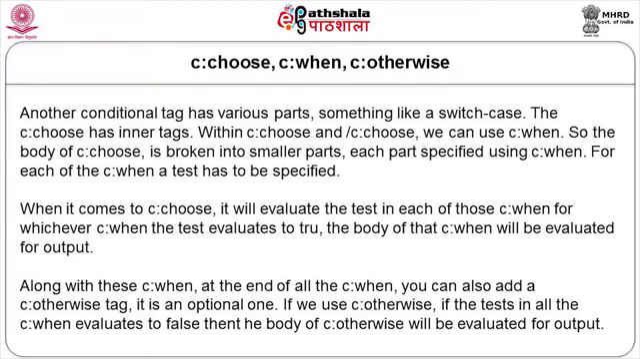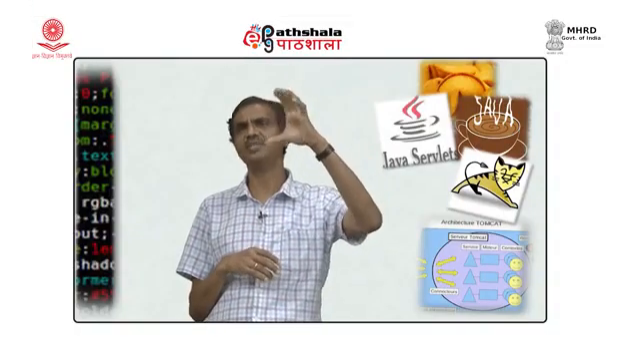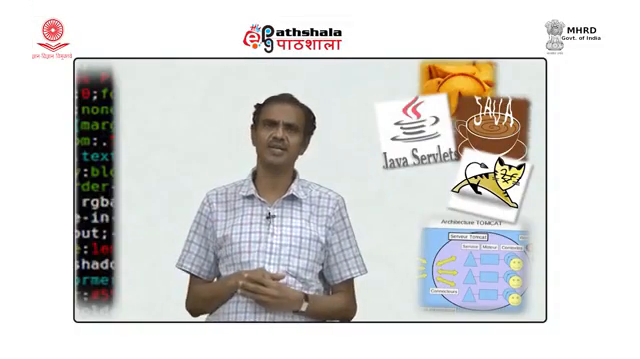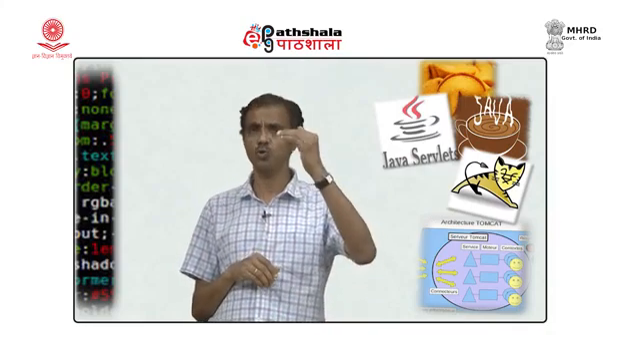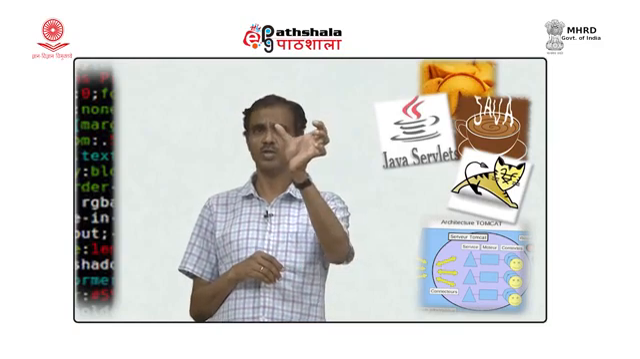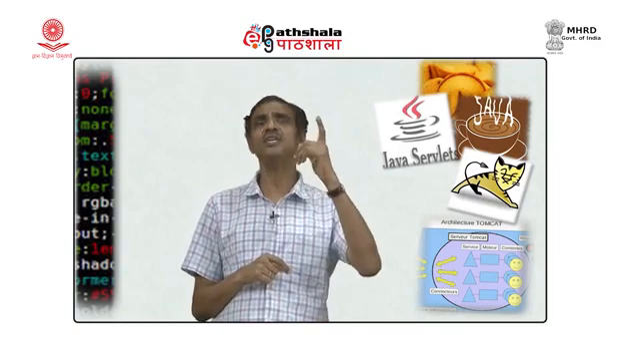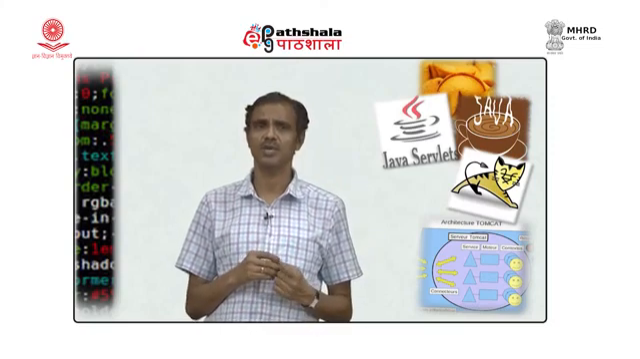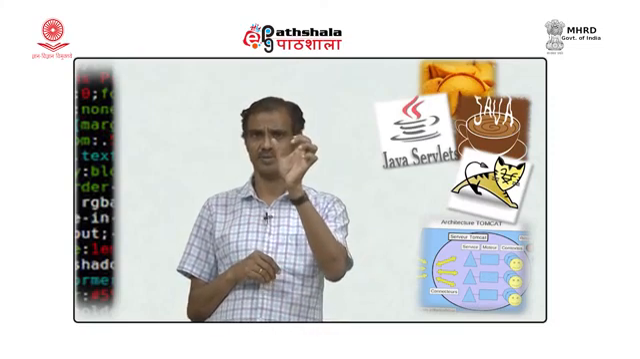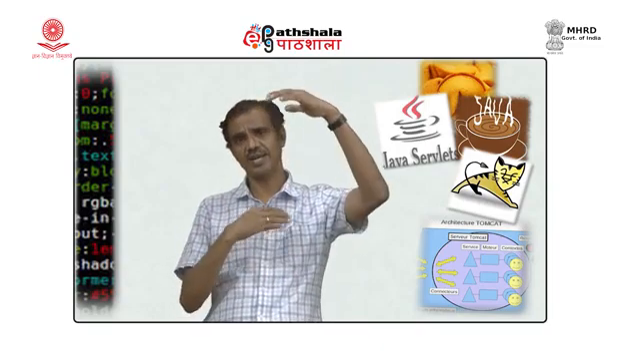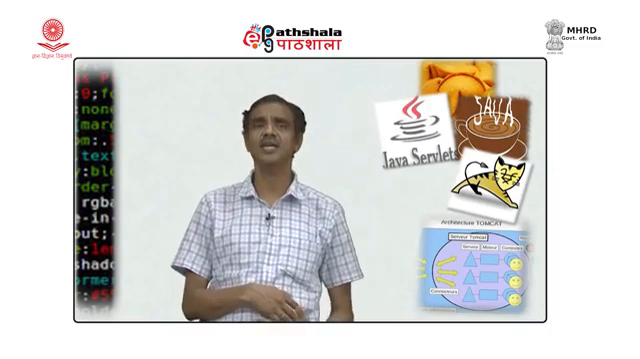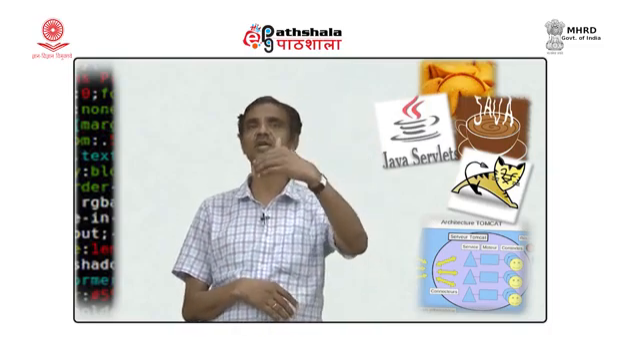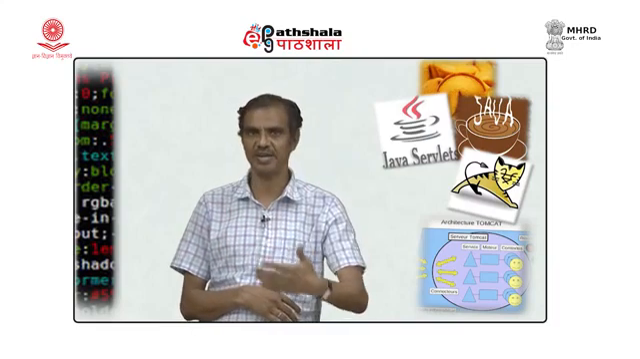Another conditional one is more like a switch case kind of a thing. Something on those lines, we have something called c:choose. So, you can say c:choose and /c:choose. Within c:choose and /c:choose, we can say c:when. The entire c:choose and /c:choose is broken into smaller parts. Each of those parts can be a c:when, c:when, c:when.